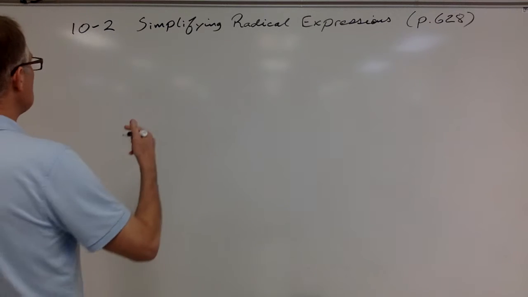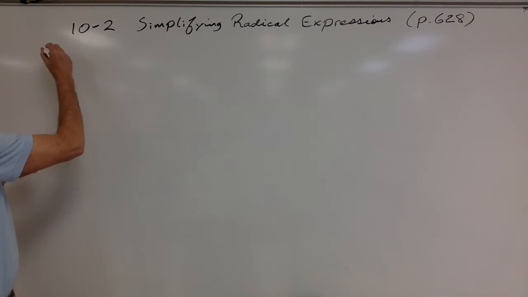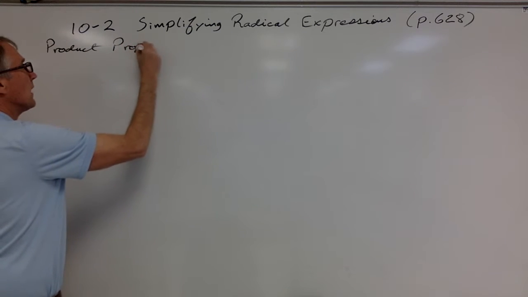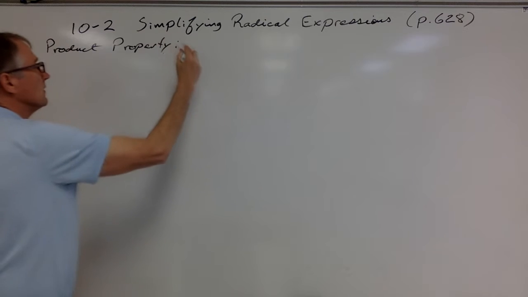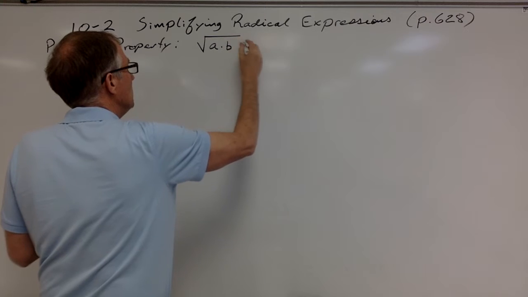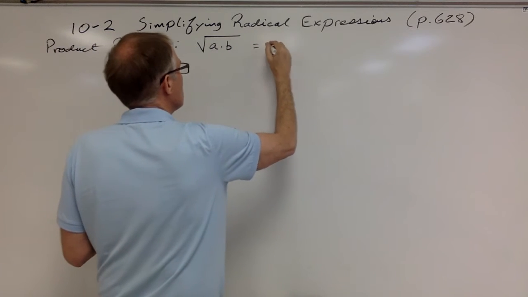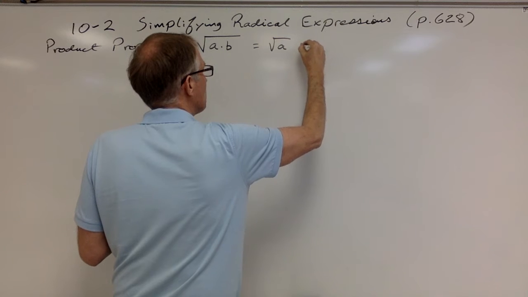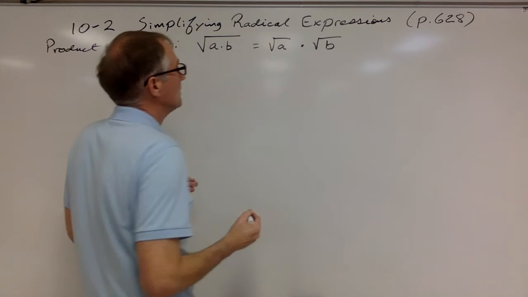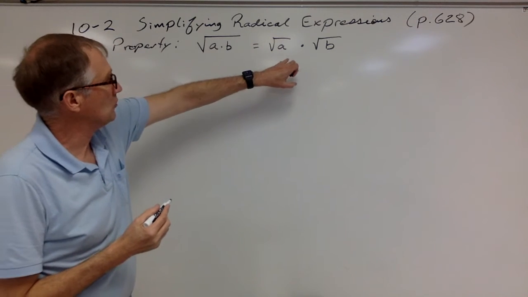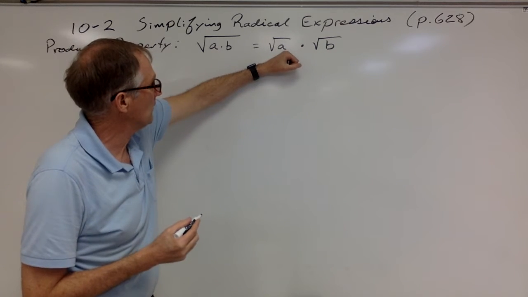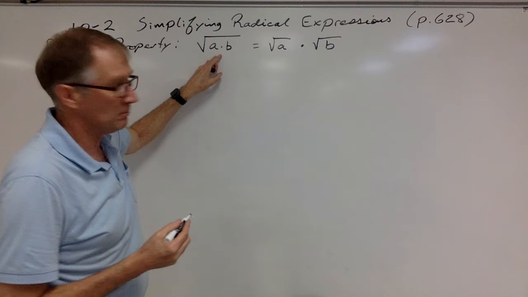The product property for square roots. The product property is if you have something that says it's the square root of a times b, well, you could split this up and say that's the square root of a separately times the square root of b. Okay, and the opposite's true. If you're multiplying two things under a radical, you can write the square root of a times the square root of b. You can combine them like that.